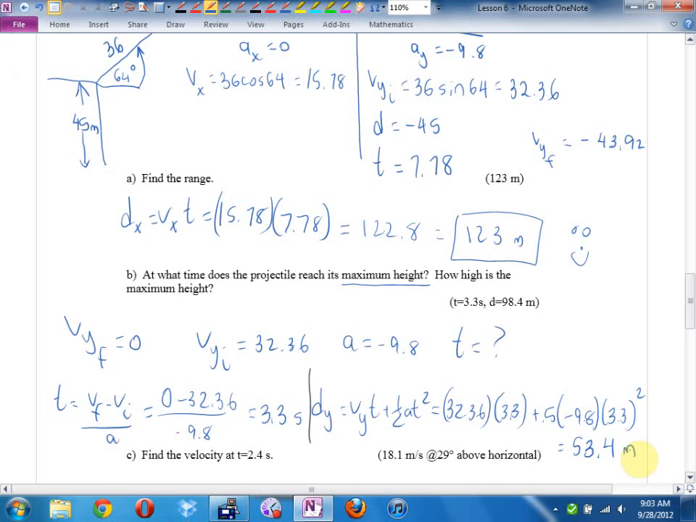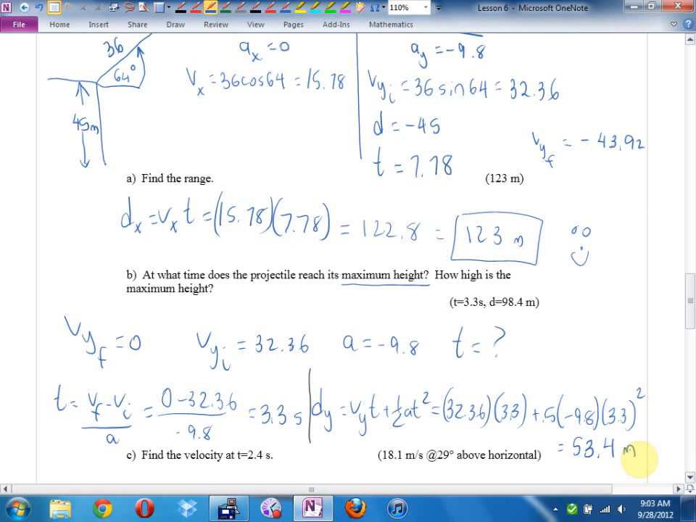Who needs more time for the range? How many got the range okay? Messed up? Okay, that's all right. For B, I started crunching for the height. When I crunched in dy, I got 53.4, but look, the answer says 98.4.